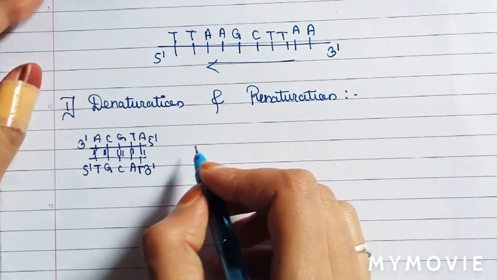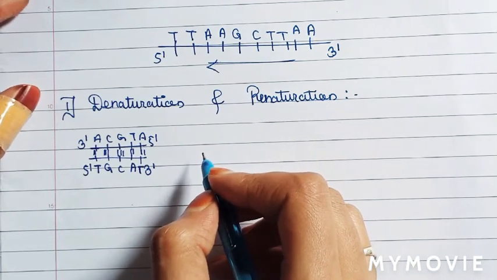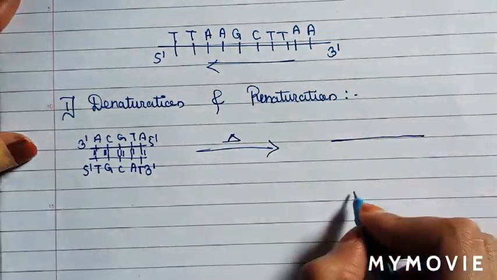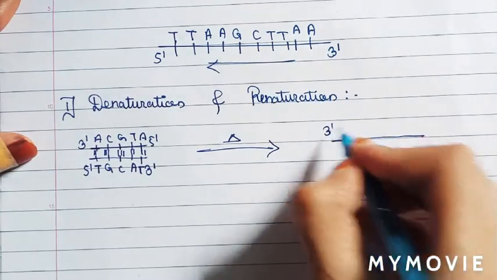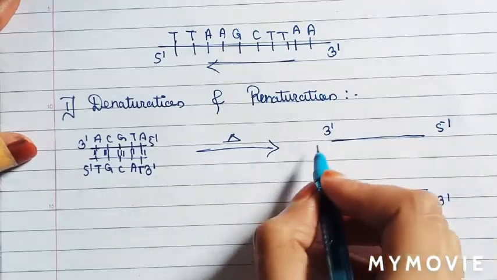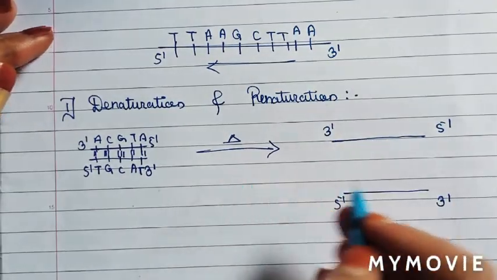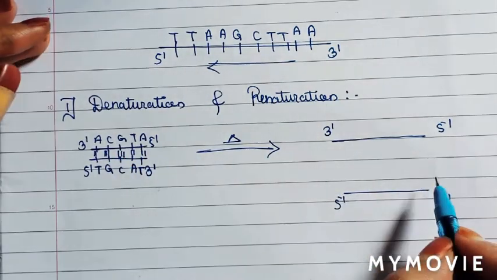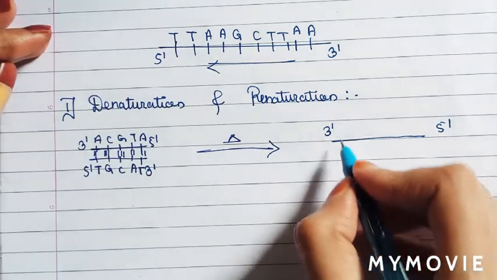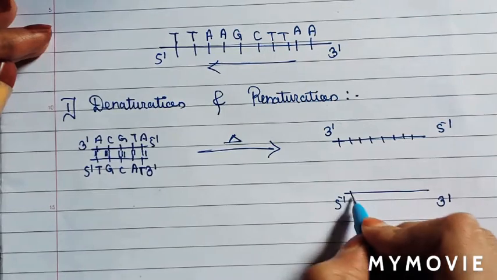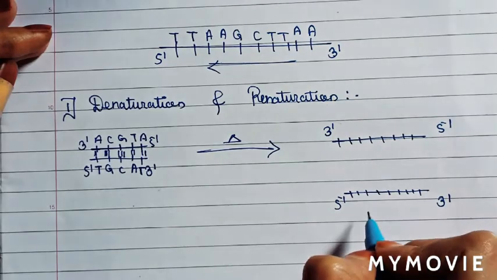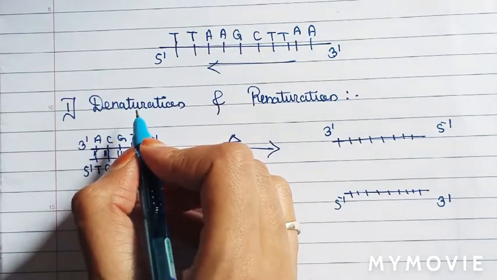Now if we heat this DNA strand to a high temperature, we get two different DNA strands, one 3' end to 5' end and the other 5' end to 3'. This is known as the separation of two DNA strands. Here you can see these two strands of DNA are separated. The hydrogen bonds between the two DNA strands are broken. If we heat at a high temperature, these hydrogen bonds break. The separation of two DNA strands is known as denaturation.